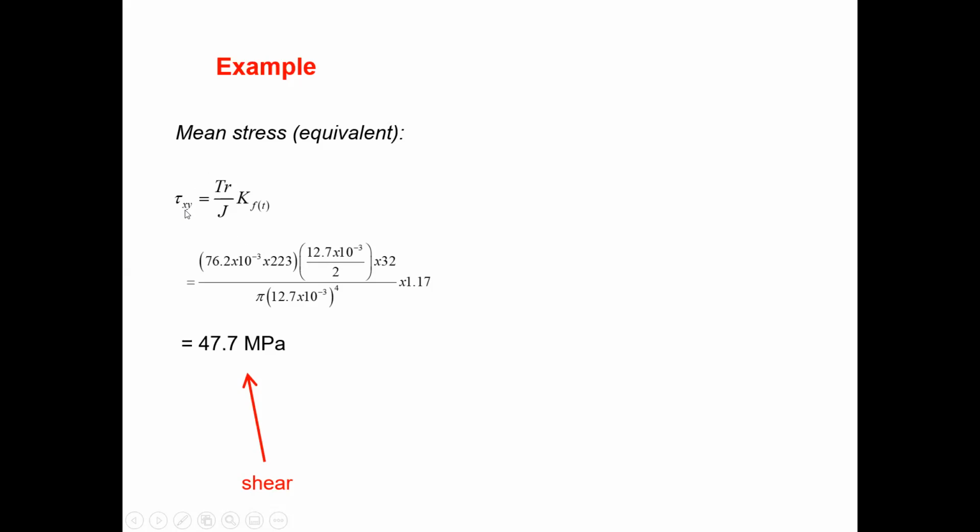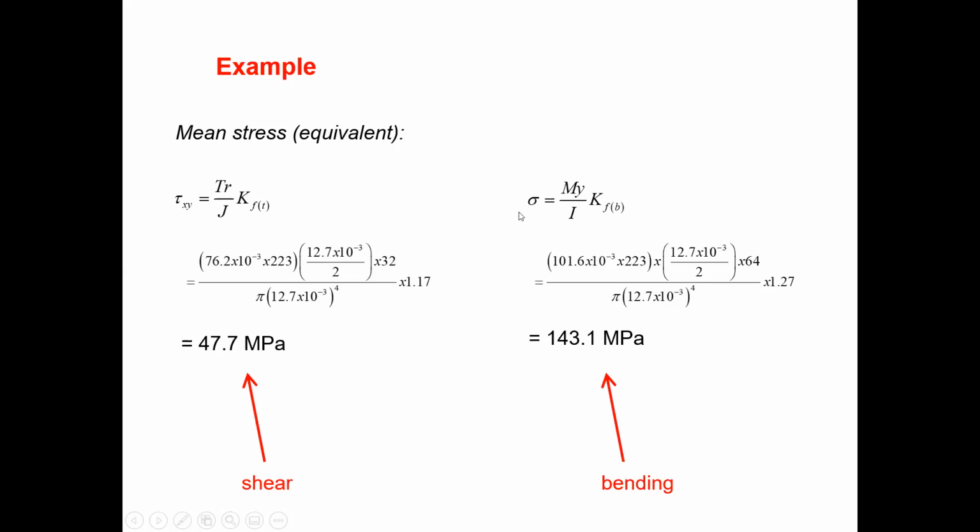then tau xy you can calculate by substituting. This is the torque due to this constant load, this is the radius distance, and this is the J value. Then you can find the shear stress due to the mean load. And then sigma bending due to the bending moment: due to the constant load you can find the bending moment with this distance, substitute, and get the bending stress. So now, due to the mean load value, we have shear stress and bending stress.